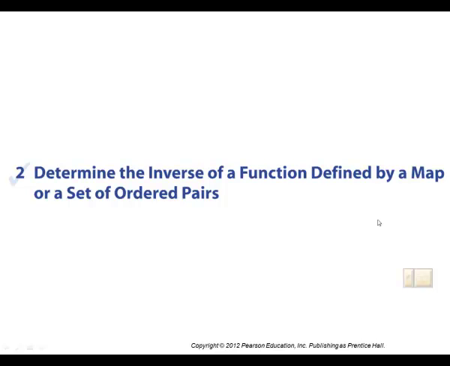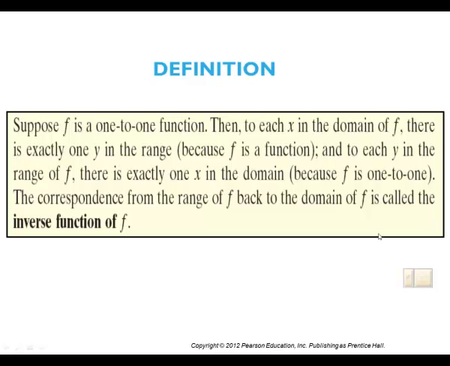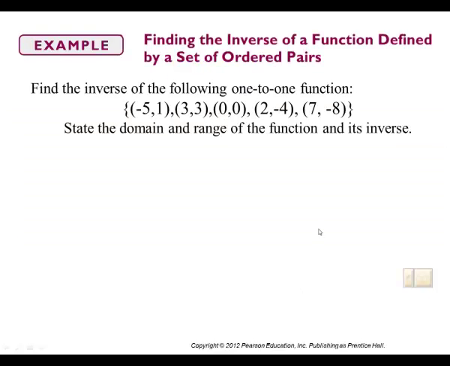Determine the inverse of a function defined by the map or set of ordered pairs. Okay, suppose that a graph is one-to-one, so for each x in the domain, there is exactly one y, and for each y, there's only one x. The domain for the function is going to be the range for the inverse, and the range for the function is going to be the domain for the inverse. The reason for that is because for the inverse, the x and y coordinates are going to switch places.